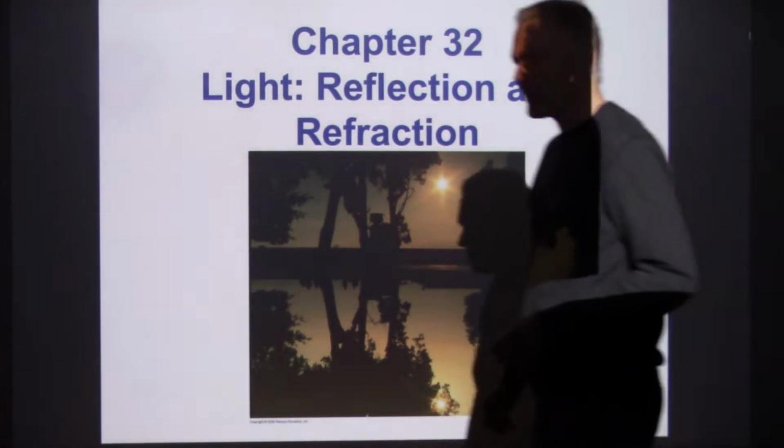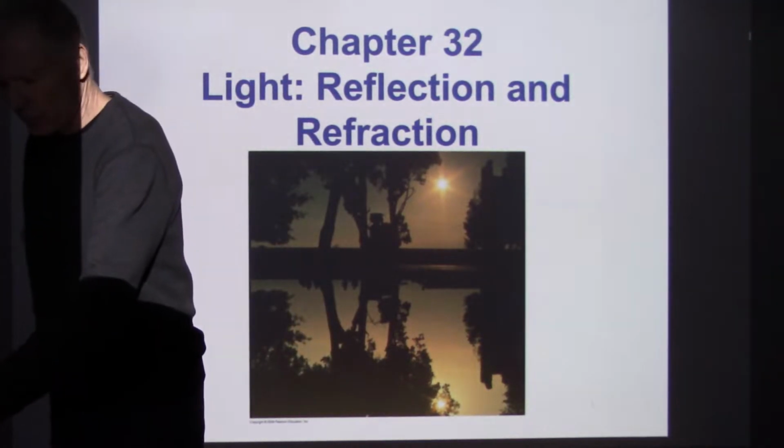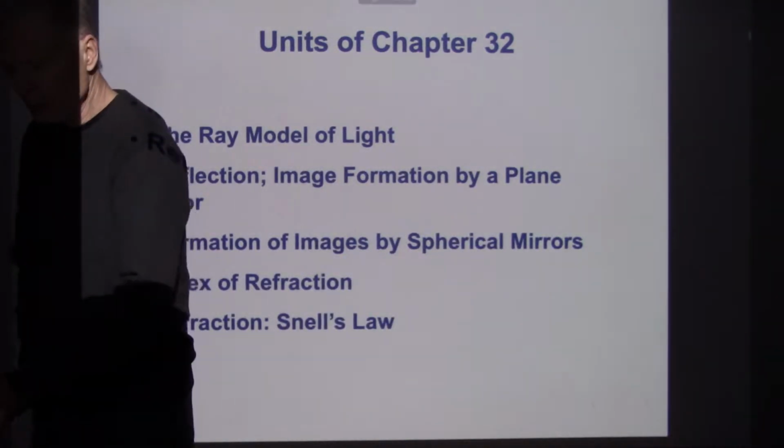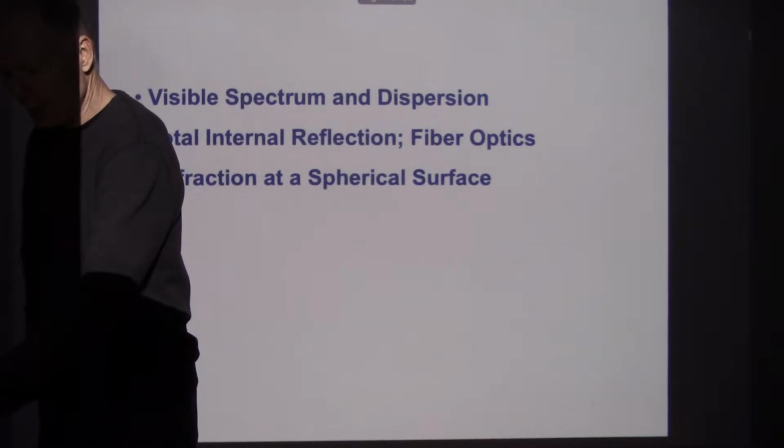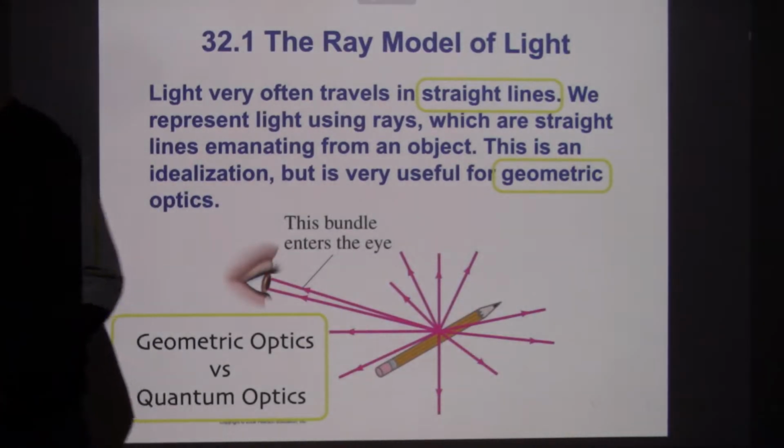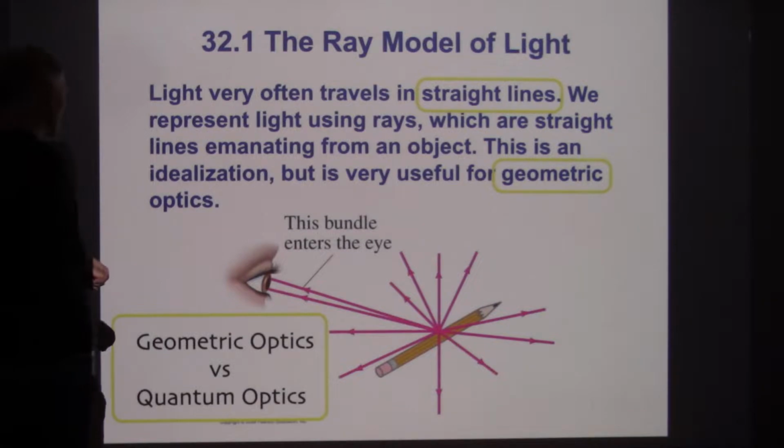And so let's talk about some of the properties of light. Let's go ahead and get started. So we're into chapter 32. Here are the topics that the chapter is going to cover. But let's get in and take a look at some properties of light.